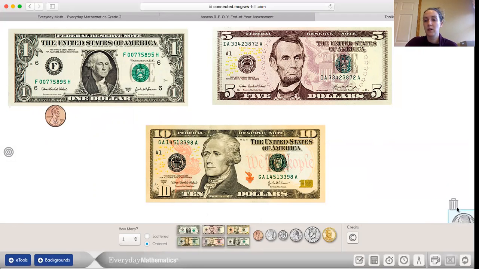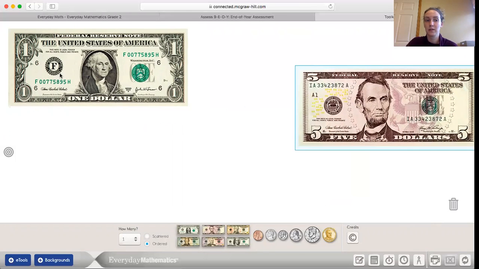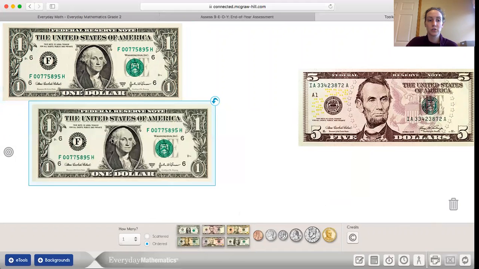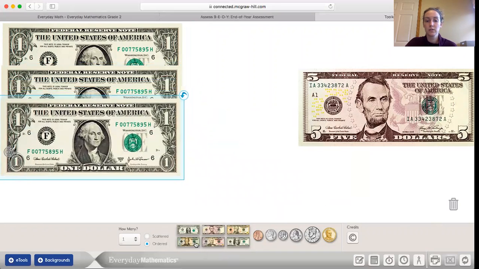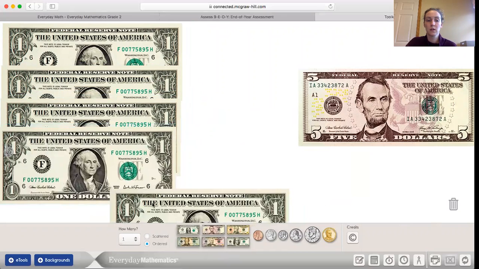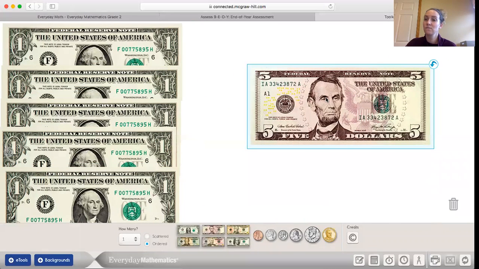Now, let's talk about how many $1 bills equals a $5 bill. Here's our $5 bill. Here's our $1 bill. Let's see. $1, $2, $3, $4, $5. So if you had 5 $1 bills, that is the same as 1 $5 bill.